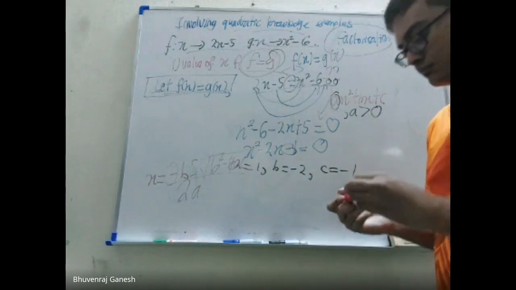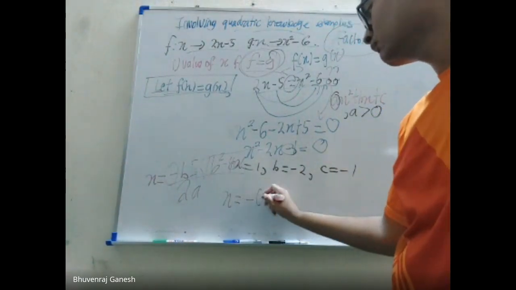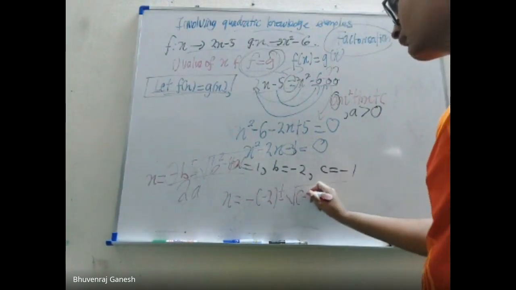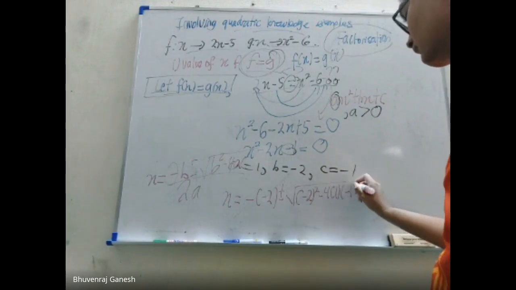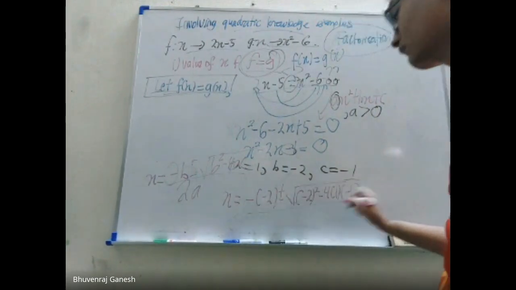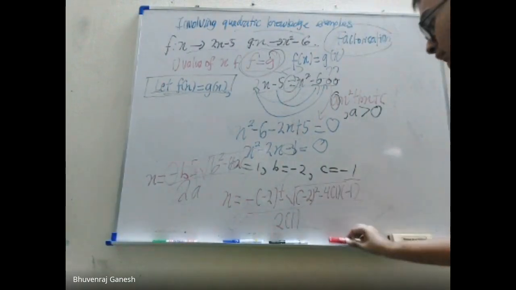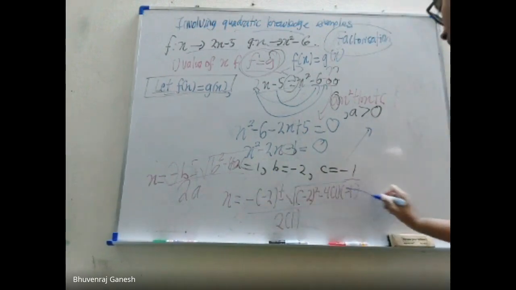So from here, you can sub in all the values. X is negative 2 plus minus square root negative 2 square minus 4, 1, negative 1. Be careful of the negative and positive thing. So from here, I'm going to split to get 2 x values. So I can go from here and here.